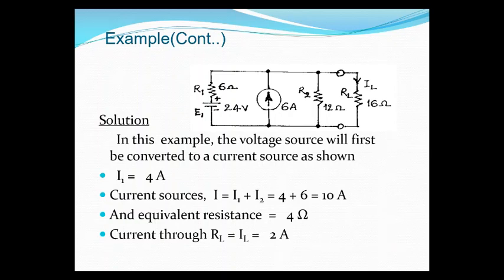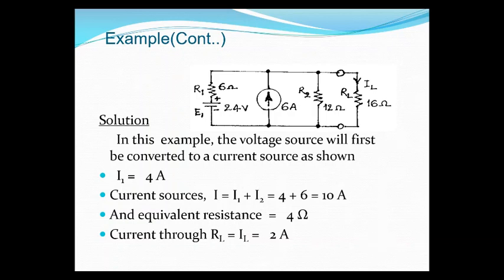And the equivalent impedance is R is equal to 6 into 12 ohms divided by 6 plus 12 ohms, that is equal to 4 ohms. So current through RL is 2 amps. See here, now what is happening here? There is a 10 amps current source in parallel with 4 ohms, and this current source is connected with a terminated impedance 16 ohms.